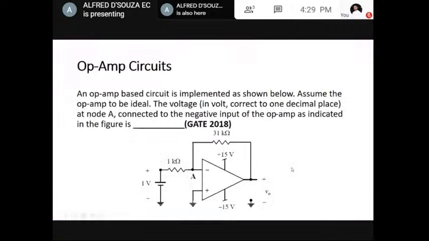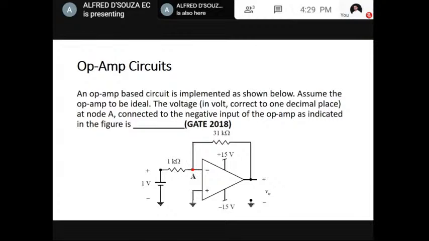This is a very typical problem that is asked. Okay, it was asked in GATE 2018. The op-amp based circuit is implemented as shown below. Assume op-amp to be ideal. The voltage at node A, this is node A, connected to the negative input of the op-amp as indicated in the figure. So they're asking what is the voltage at this point.